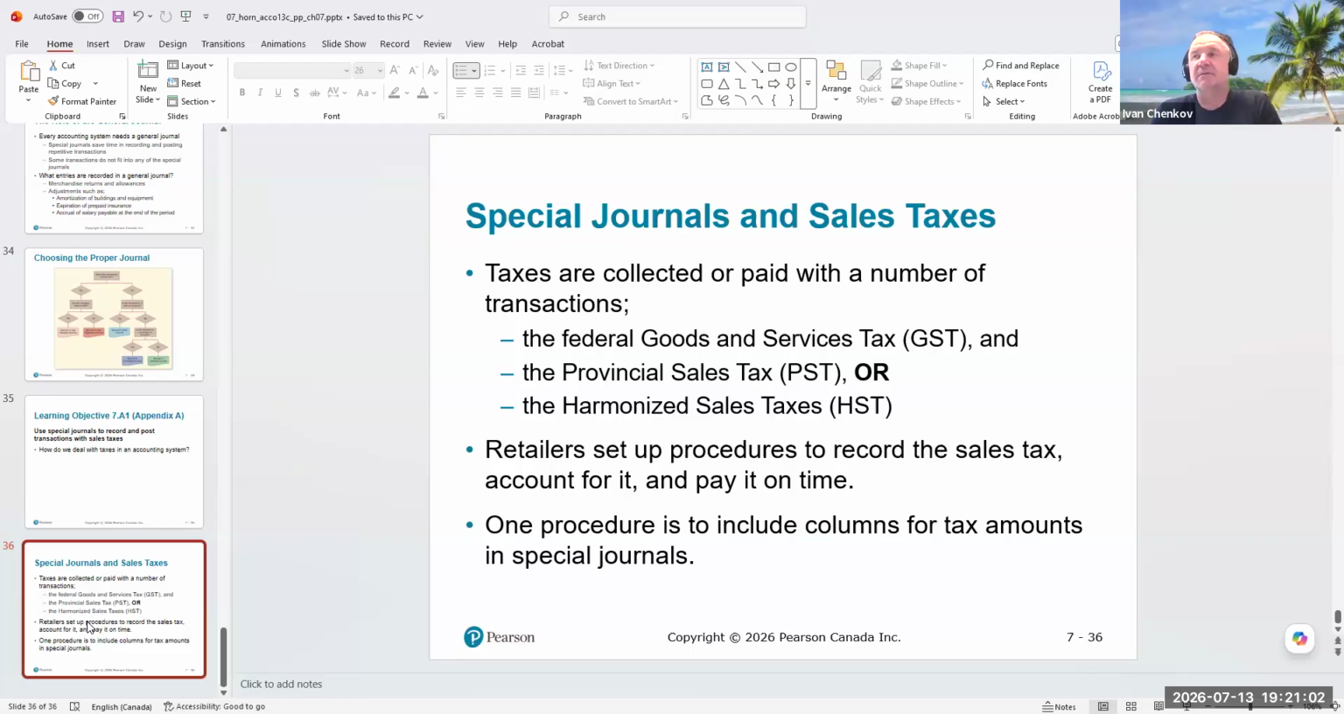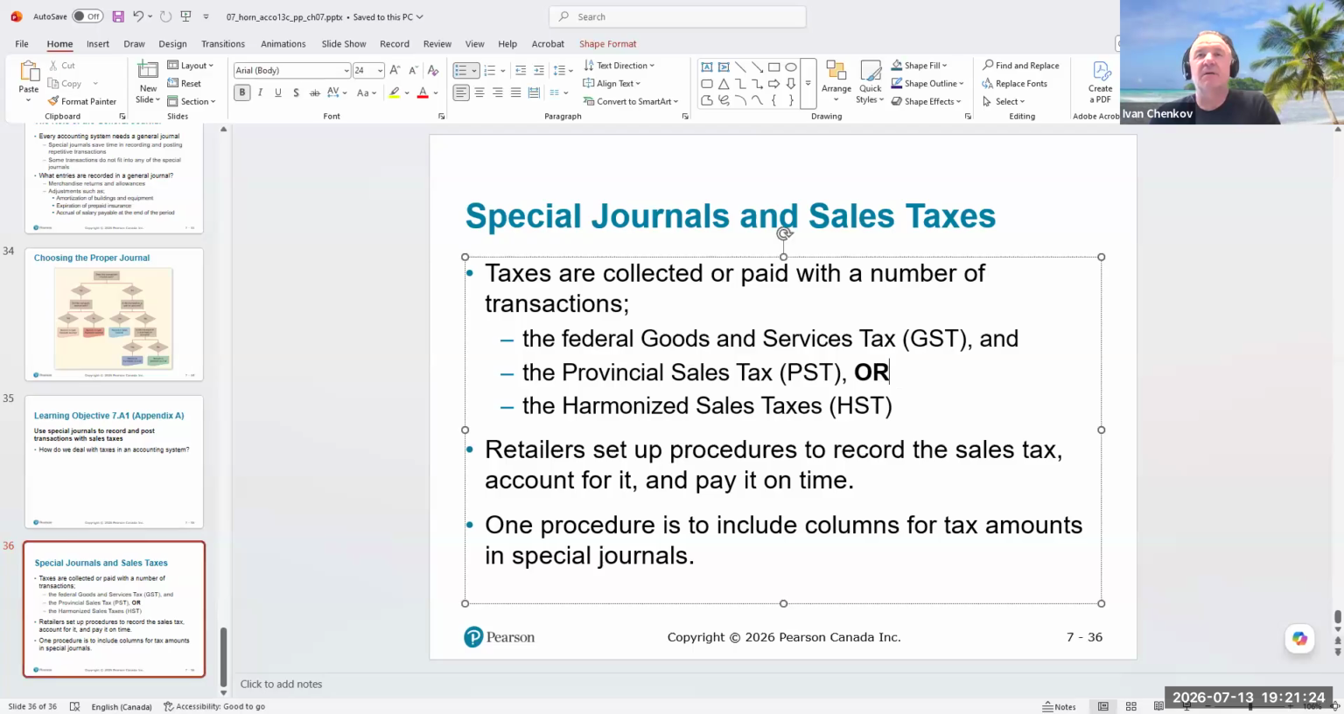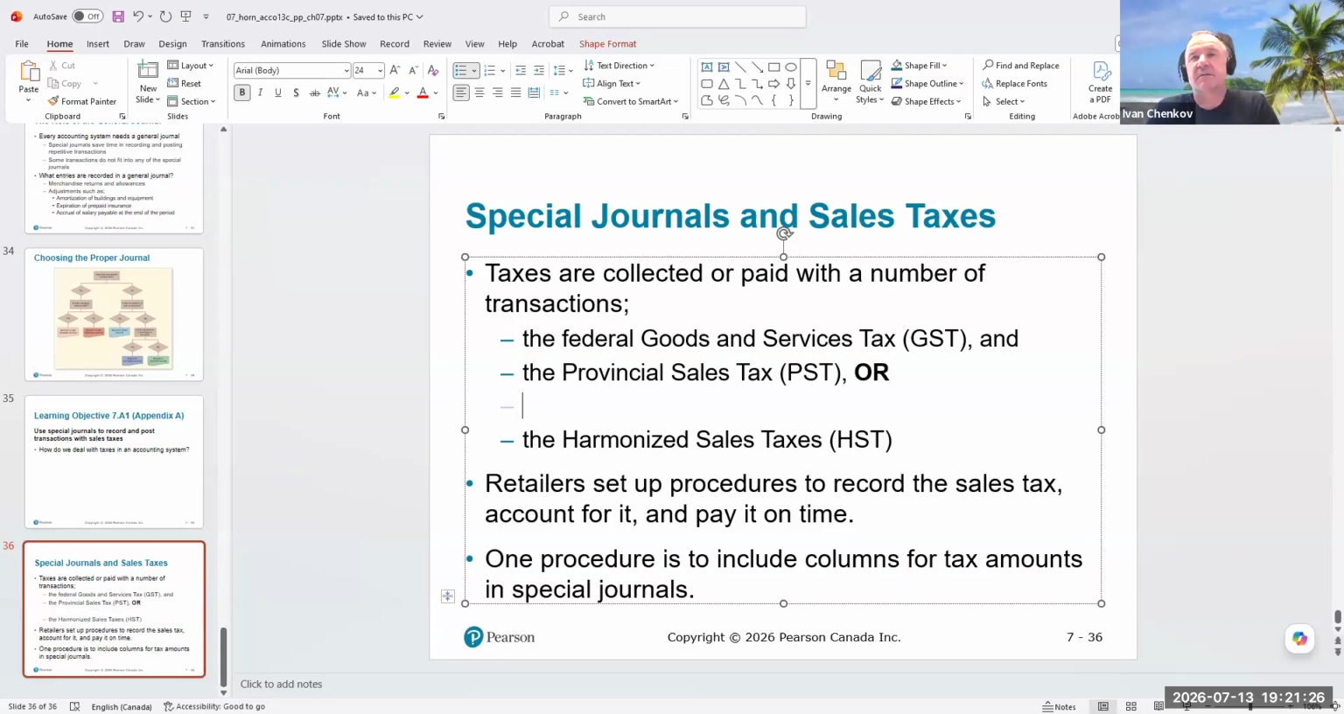Which are the taxes that we usually are involved in in day-to-day business besides income taxes? That's not part of this course, but the taxes which are involved in our operation, which is purchasing and sales, will be the federal goods and service taxes, also called GST, and provincial sales tax. That's one option you have. The other option will be harmonized sales taxes.